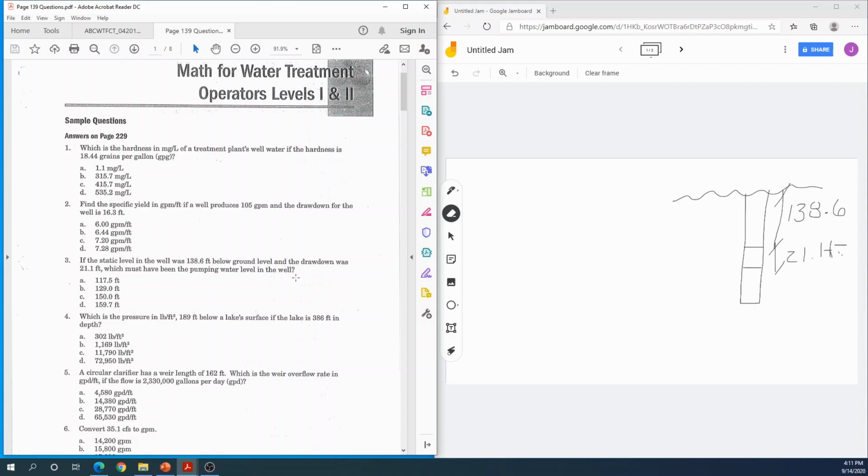Which must have been the pumping water level in the well? So we know we started at 138.6. We drew down an additional 21.1. So then we know our pumping level had to have been 138.6 feet plus our drawdown of 21.1 is going to yield 159.7 feet. Looking at our answers, we have D is 159.7 feet.